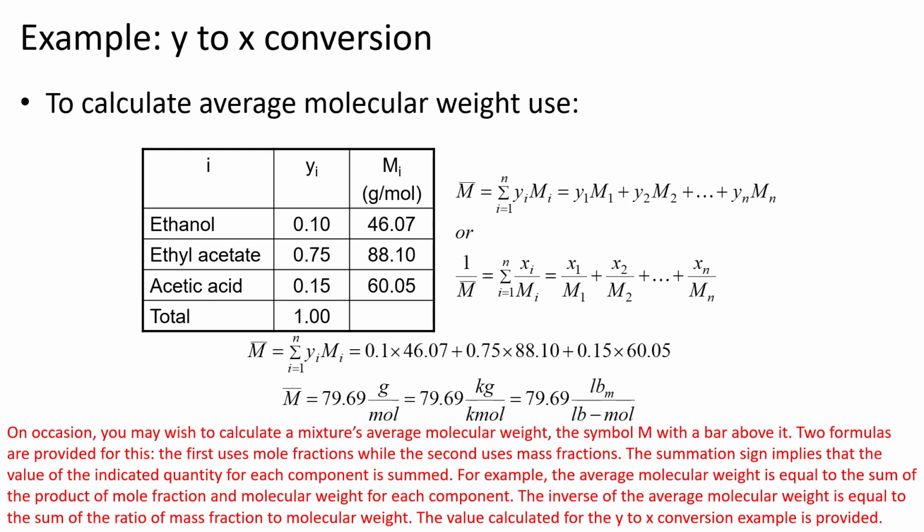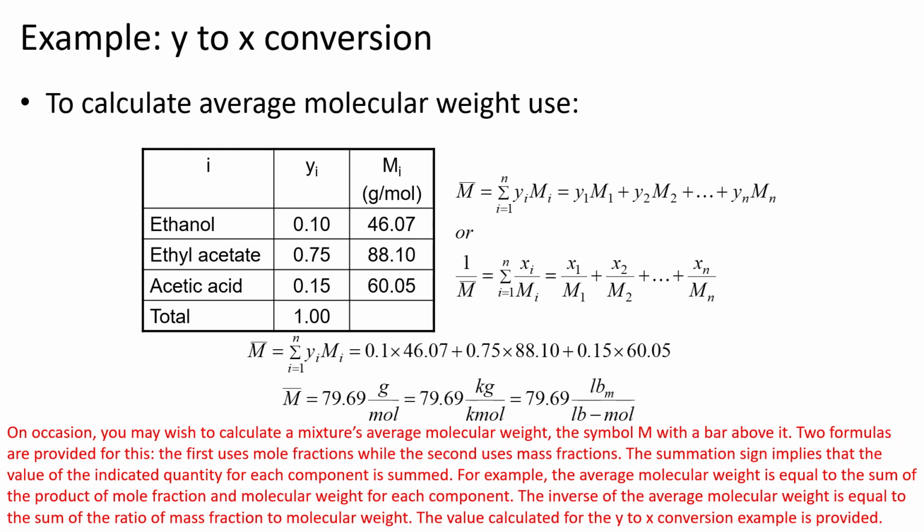On occasion, you may wish to calculate a mixture's average molecular weight, the symbol M with a bar above it. 2 formulas are provided for this. The first uses mole fractions, while the second uses mass fractions. The summation sign implies that the value of the indicated quantity for each component is summed.